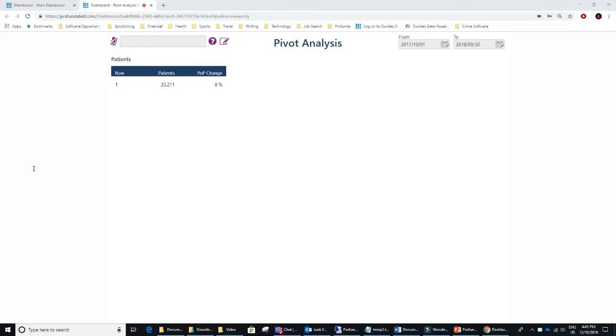Let's begin by looking at the compare analysis. This tool compares one dataset to another. As such, it is currently dependent on the pivot analysis because only the pivot analysis allows us to easily reference two datasets. Let me show you what I mean.